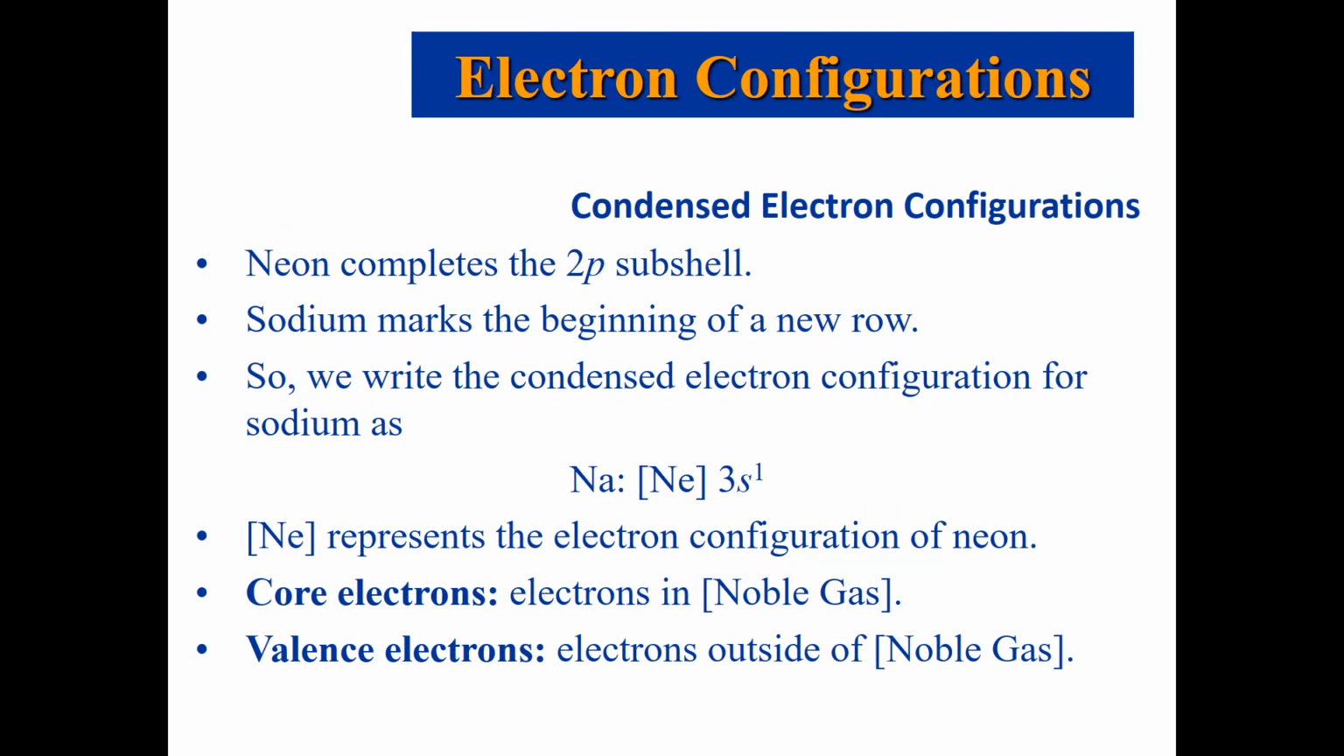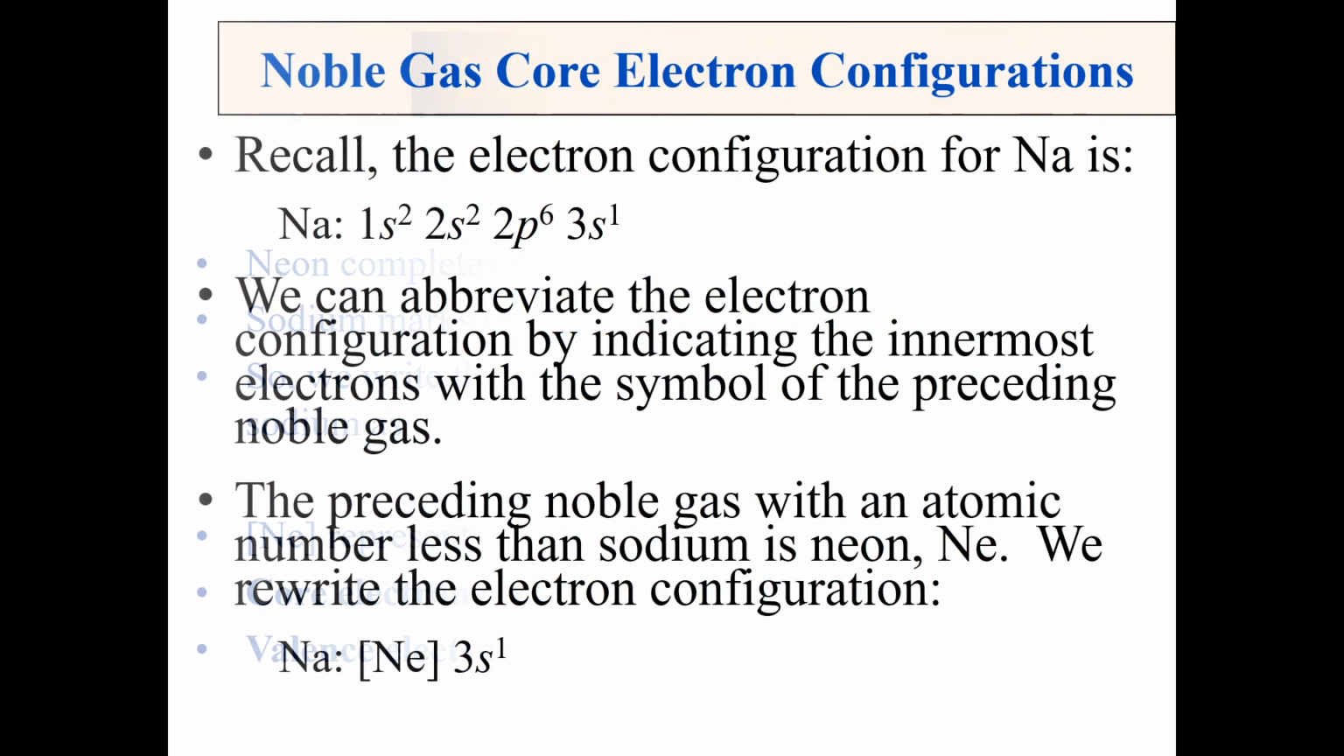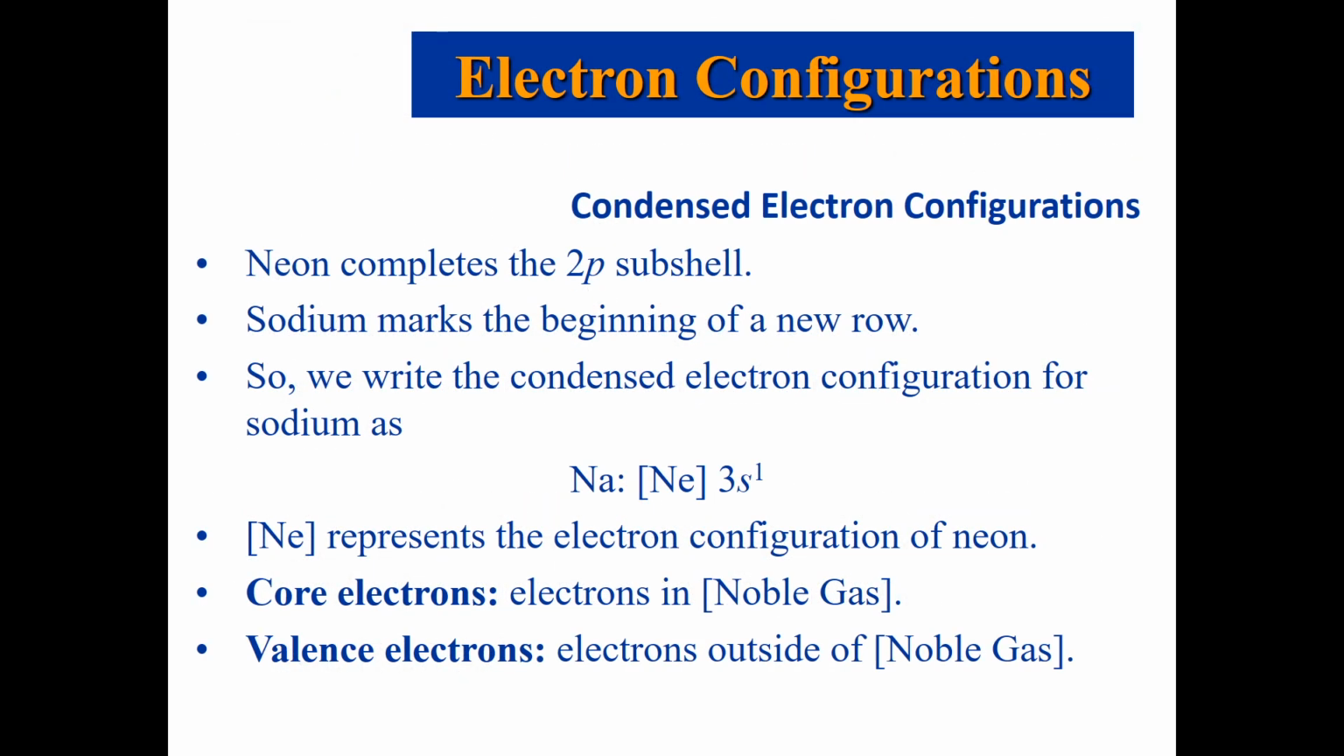Neon completes the 2p subshell. Sodium marks the beginning of the new row. So we can write the condensed electron configuration for sodium as neon 3s1. Neon represents the electron configuration of neon. The core electrons make up the noble gas, and everything outside of the core is called the valence electrons.